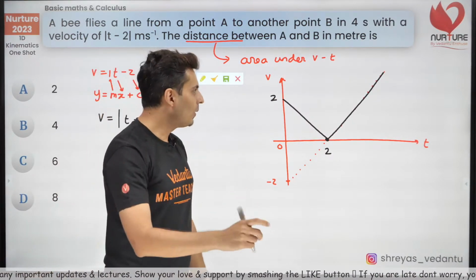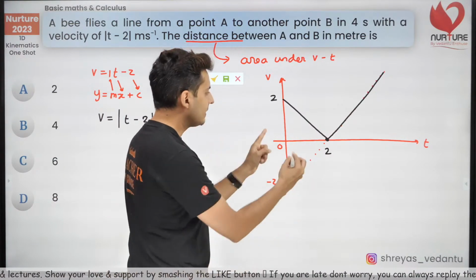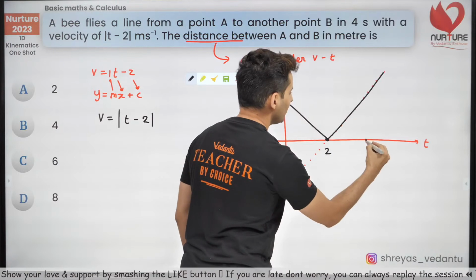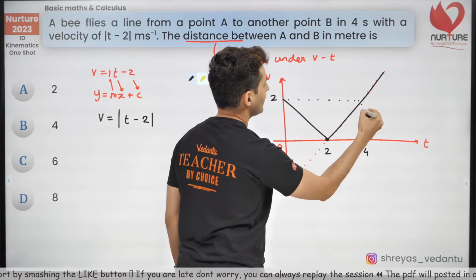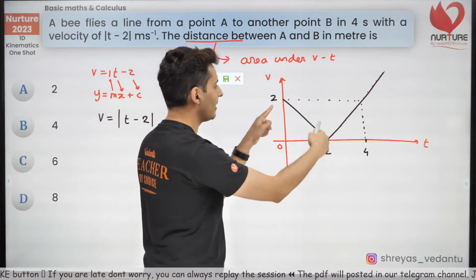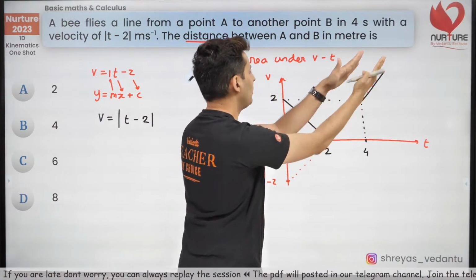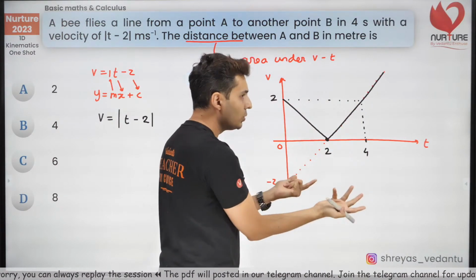Got it? Now, the question says in 4 seconds, what's the displacement? Achha, if this is 2, 4 seconds will be here. And again, this 2 will exactly match with this 4. Everybody getting it? By symmetry, because this downward slope and upward slope will be same. So whatever is the decrease will be the increase in the next 2 seconds.